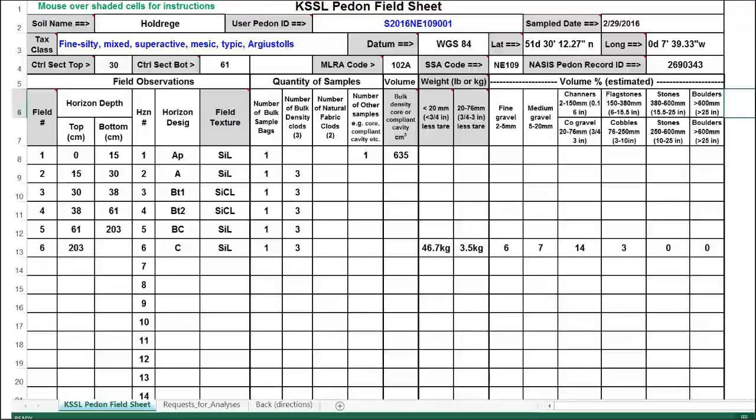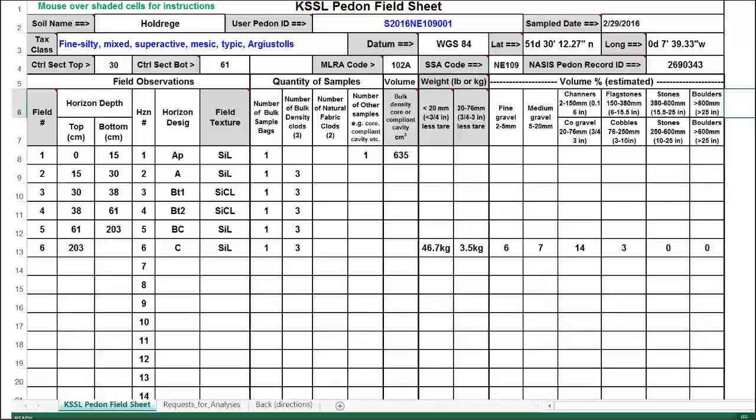Quantity of samples. This is the number of each type of sample that you include for that layer. Normally, your bulk sample is going to be 1, but as was discussed yesterday, if you have a very high fragment content or a low bulk density like an organic, you may actually do 2 bulk sample bags for that layer. So in that case, you'd put a 2 there.